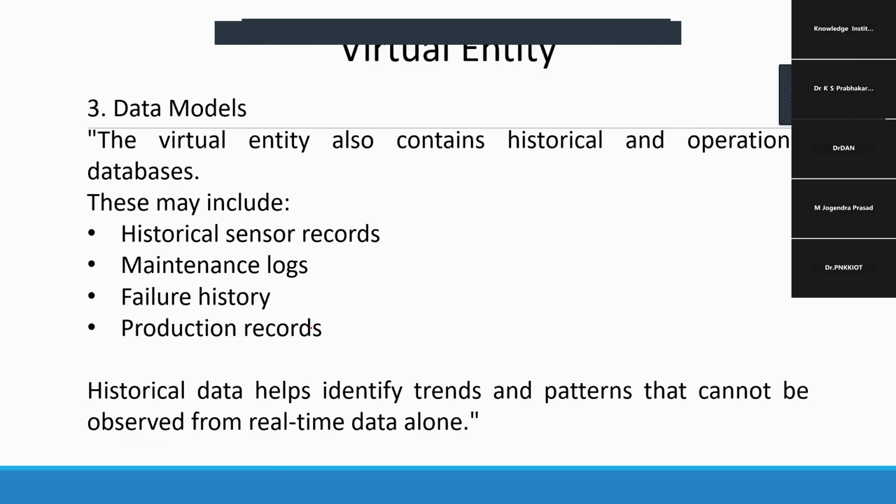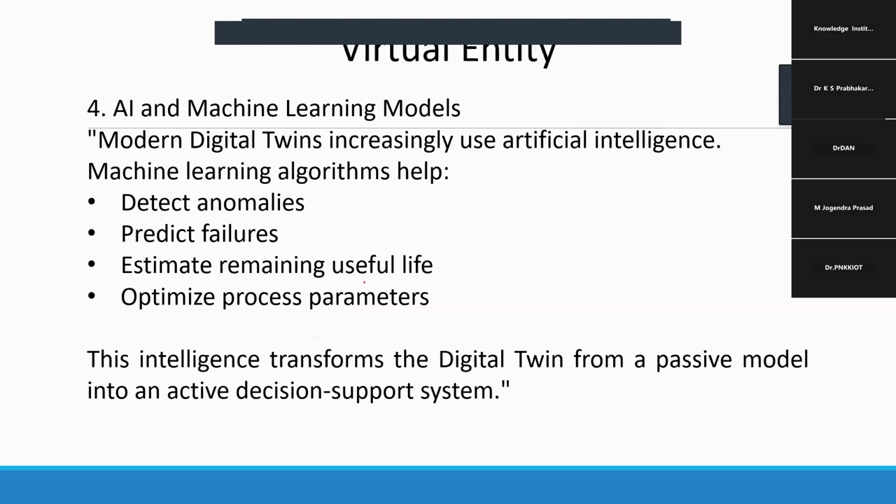So finally, we also need historical data, which is one of the important entities, because it records and maintains the logs, failure history, and production records. This is basically to identify the trends and patterns that cannot be observed from the real-time data alone.